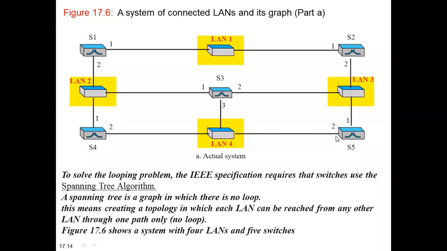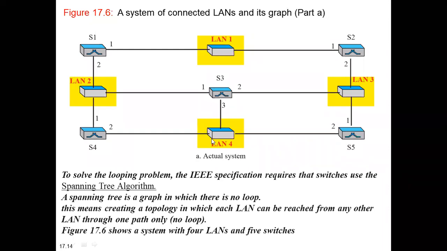In order to communicate from one LAN to the other LAN, we will be communicating through the switches. Say, for example, I want to transfer data from LAN 1 to LAN 4. How can it take place? The frame can move in this path from LAN 1 to switch S1, next LAN 2, next LAN 3 and back to LAN 4, or from LAN 2 to switch 4 to LAN 4, or in this direction from LAN 1 to switch 2, LAN 3, switch 5. So there are different paths, right?